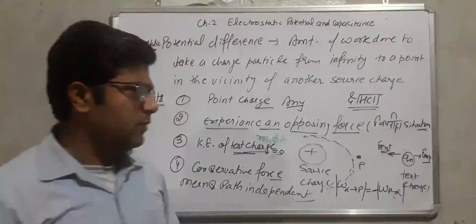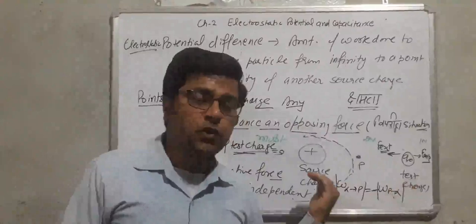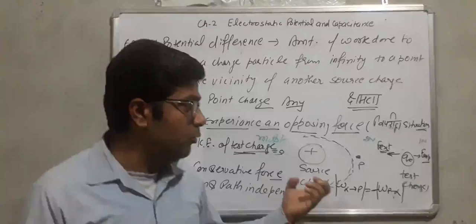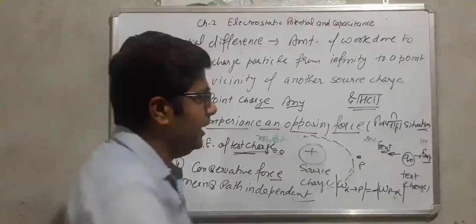Suppose, for example, that here we have 1 Newton repulsive force and here we are applying 2 Newton external force. So definitely our charged particle will move very fast. We can't know how much work we are able to do, because now we are applying more than the required force. So if we are applying only 1 Newton force here, then we get to know how much work we can do.